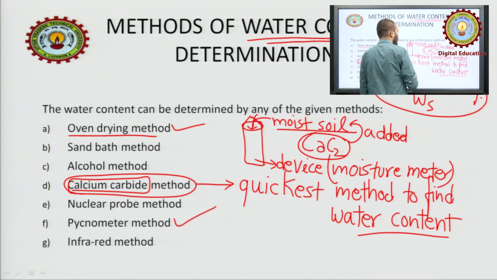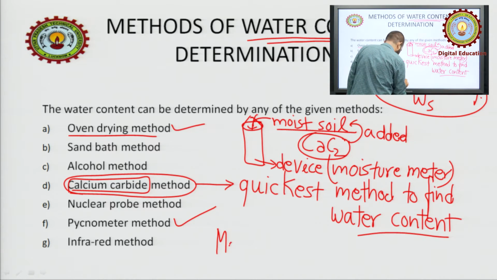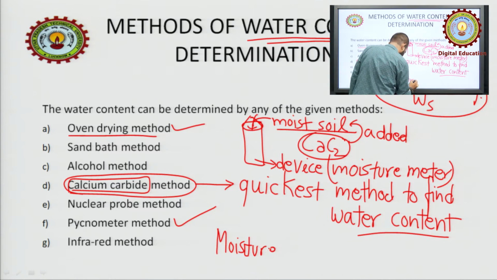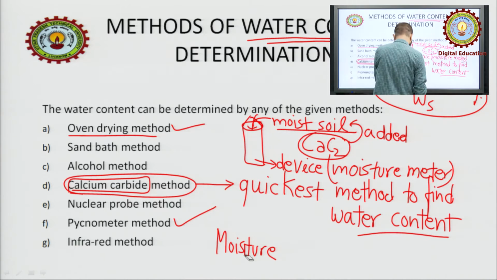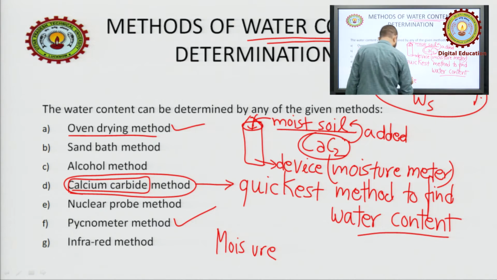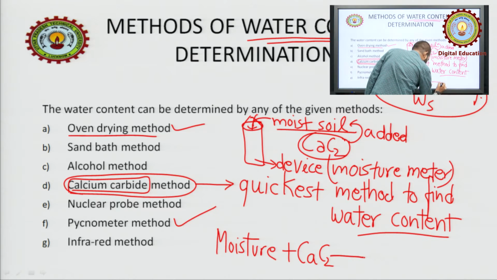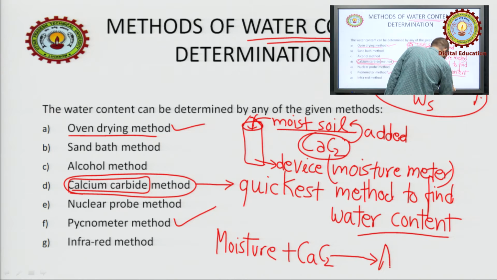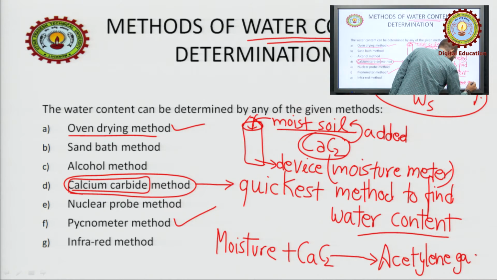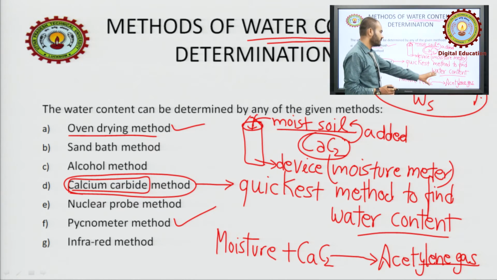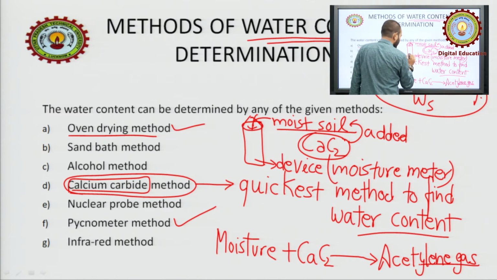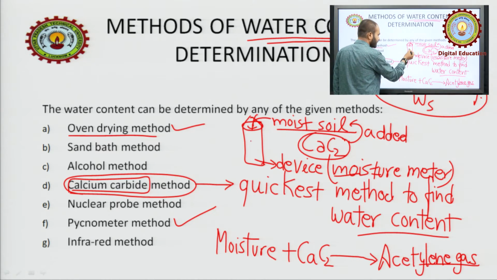Okay, so the moisture in the soil will react with calcium carbide to give, what will it give? It will produce a gas which you might have heard of, acetylene gas. Okay, acetylene gas. So, this plus this will give you acetylene gas. Now, as it is a moisture meter device, it is calibrated or made in such a way that once the gas is produced in the container, it will exert pressure.